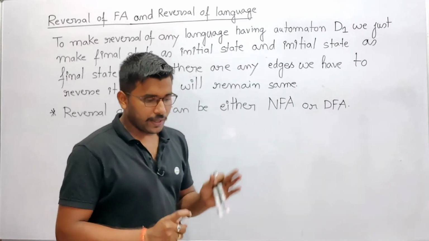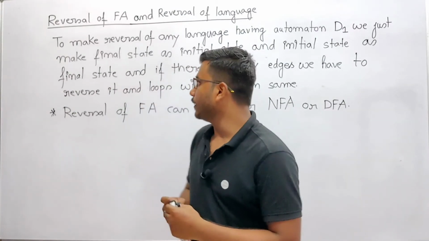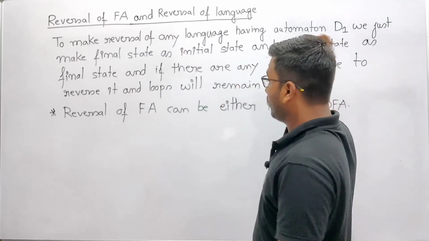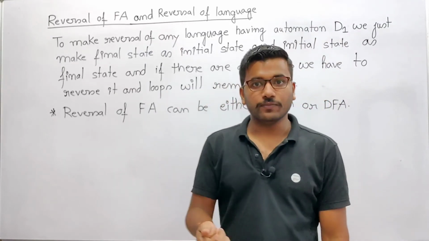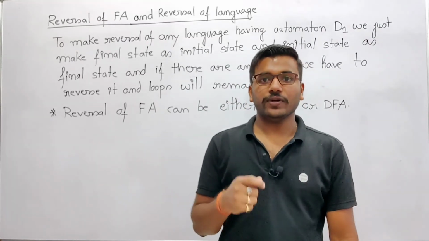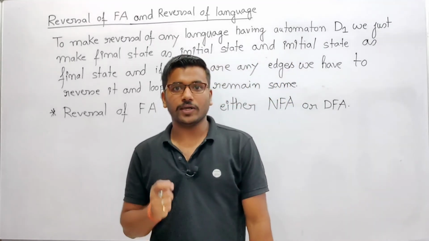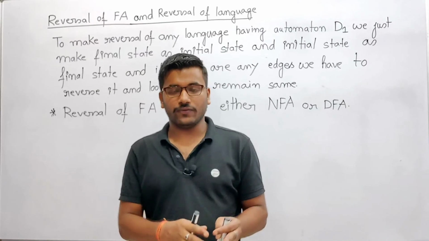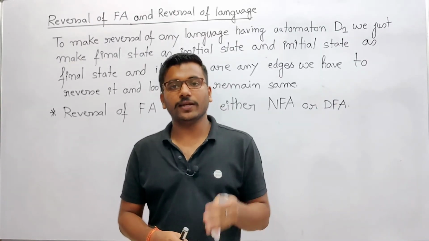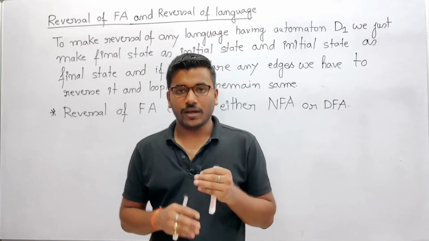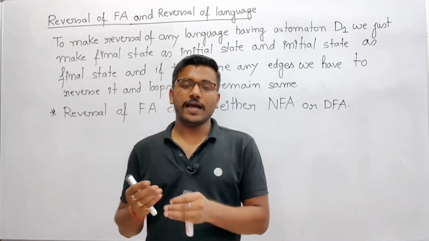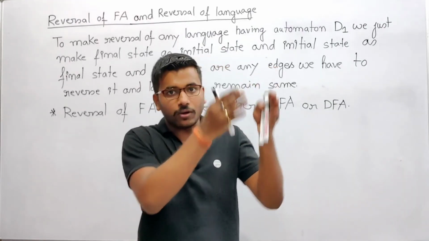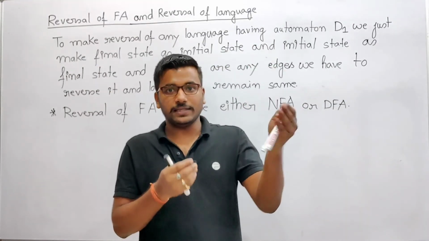Now here what I am doing is making the final state the initial state. There can be chances that you have more than one final state. If you have more than one final state, what do you have to do? First you have to convert multiple final states into one final state. We will create one new final state, and we will make all the previous final states non-final.